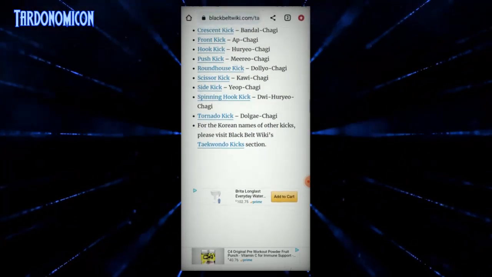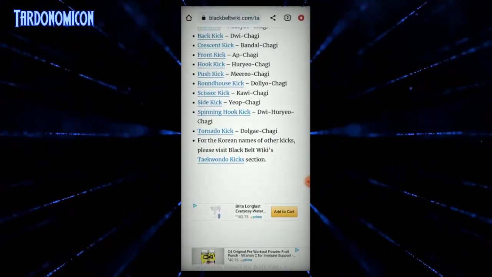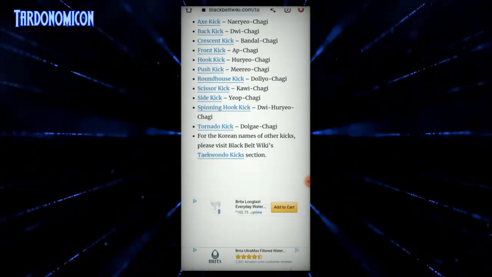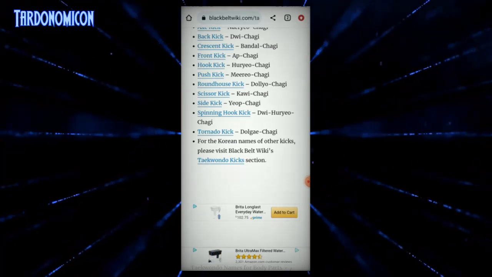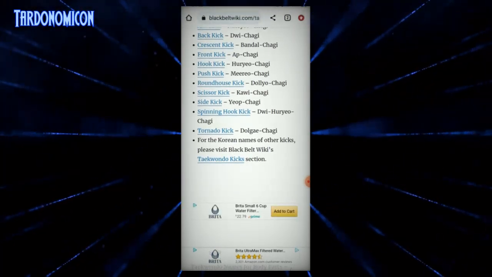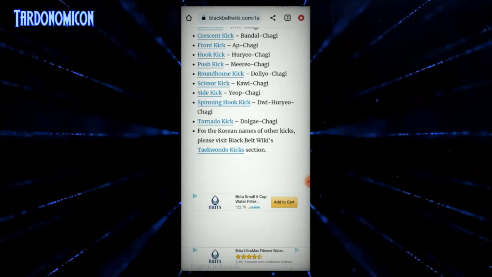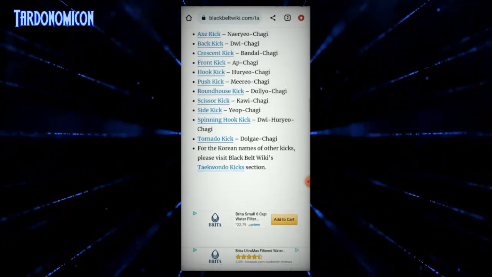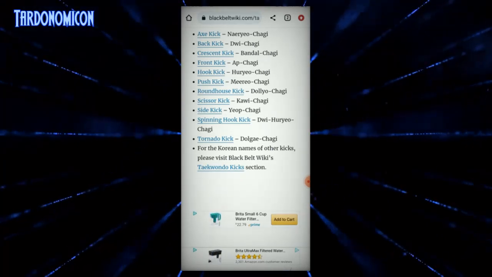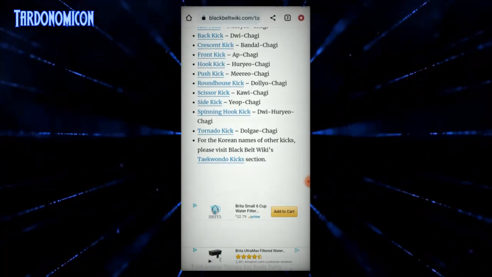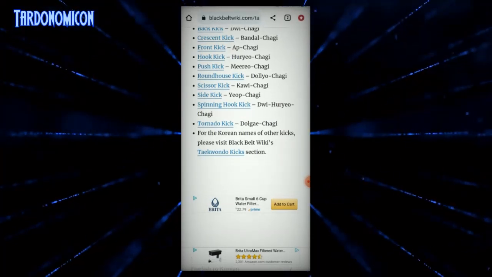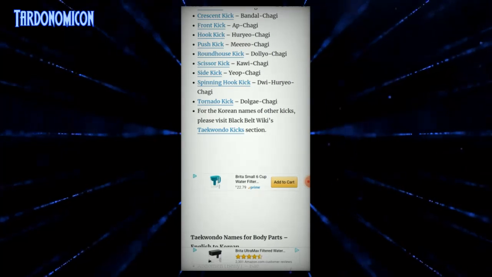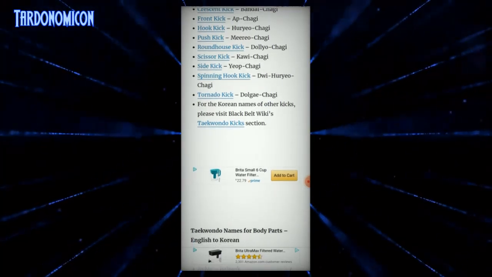So that would actually be pronounced how we pronounce it. See, that says yeop chagi, but we pronounce it yap chagi. So at my school, it's pronounced yap chagi. The other thing you have to take into consideration is that you're going to have differences in how different American instructors choose to pronounce these Korean words. Yap chagi is how we say it in my school; yeop chagi is how it looks like it would be pronounced in Korean. Okay, spinning hook kick, dwi huryeo chagi.